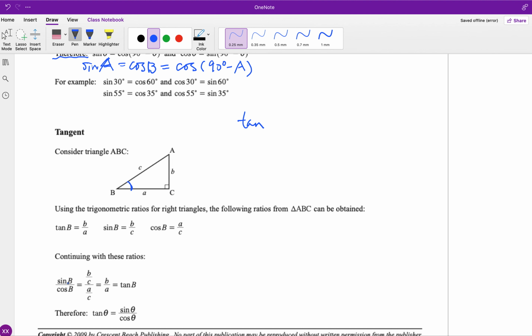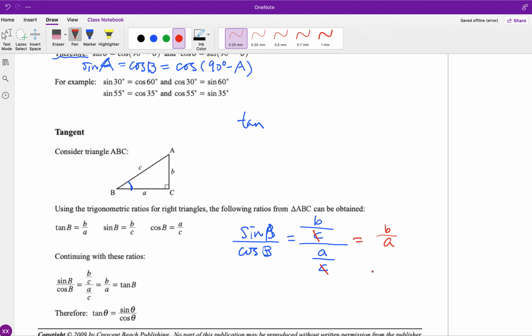Okay, so now if we take sine B over cosine B, we're just going to plug in: sine B is b over c, over cosine B, which is a over c. Some of you could be pretty fast, so here we go. This c and this c cancel, and that is just equal to b over a.